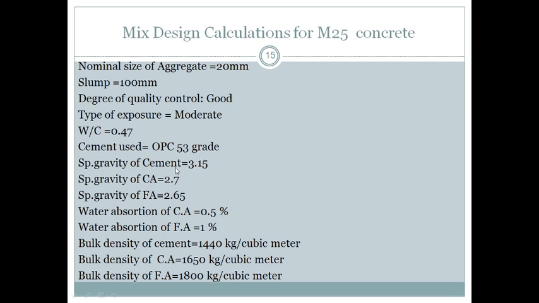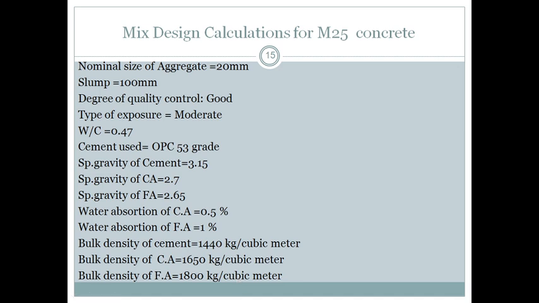The specific gravity of cement is 3.15. Specific gravity of coarse aggregate is 2.7. Specific gravity of fine aggregate is 2.65. And water absorption capacity of coarse aggregate is 0.5%. Water absorption capacity of fine aggregate is 1%. These are the bulk densities: cement 1440 kg per cubic meter, coarse aggregate 1650 kg per cubic meter, and fine aggregate 1800 kg per cubic meter.